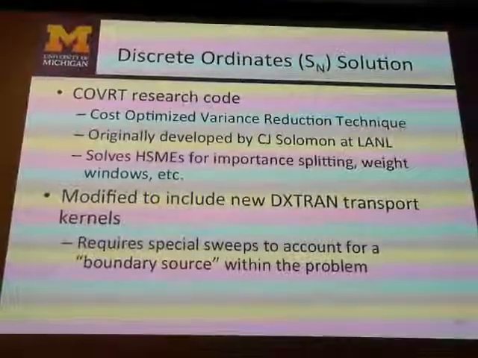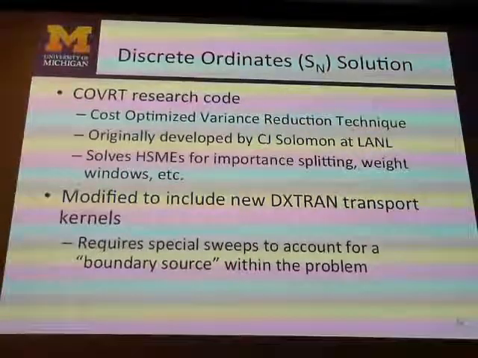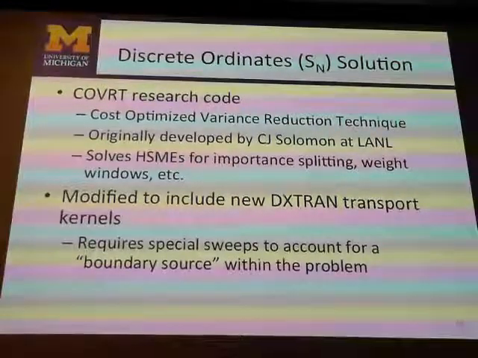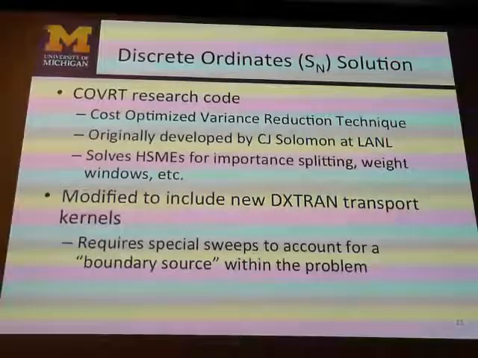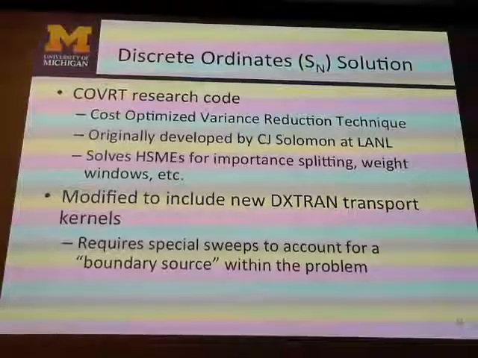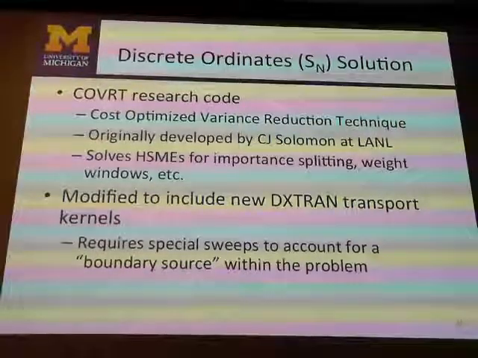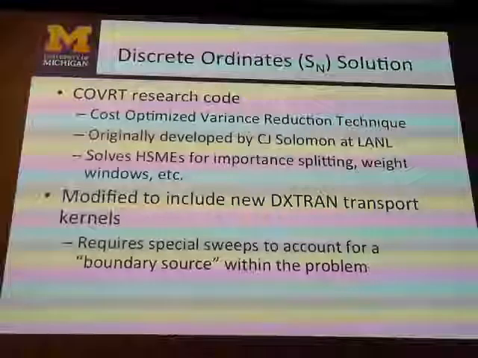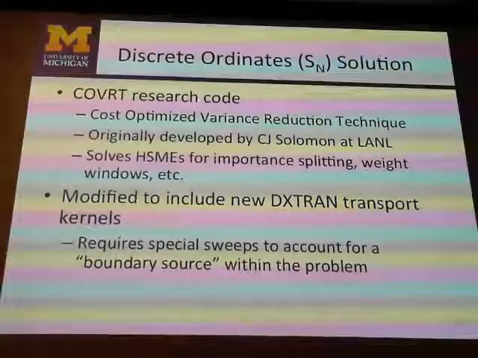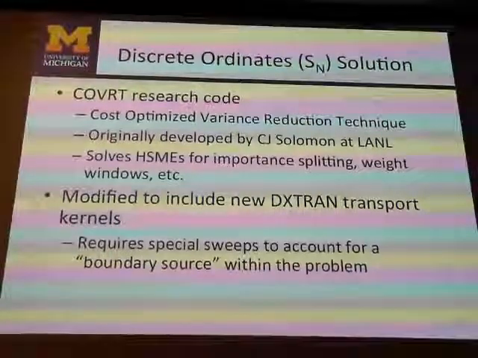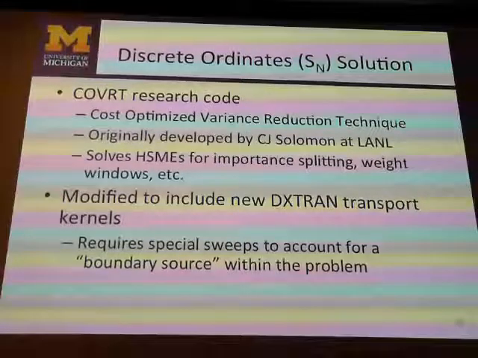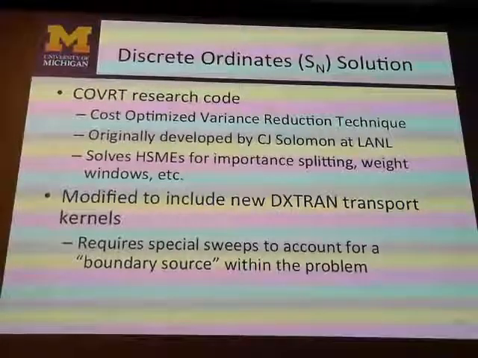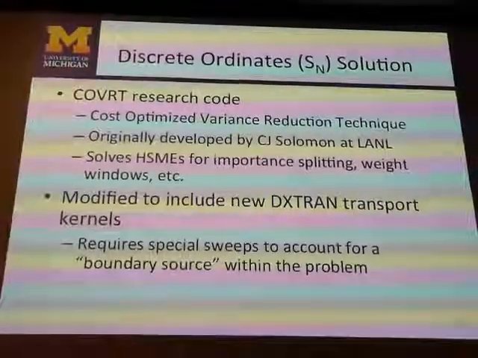All right. So what we did is we implemented this in a discrete ordinates research code called COVERT. It stands for Cost Optimized Variance Reduction. I think it was developed by my friend C.J. Solomon, who is working with us as part of his dissertation work when he and I were students at Gonzaga. It solves the history-free transport equations for importance, splitting, weight windows and a few other similar techniques. So what our research project is, we took CJ's code and we had to heavily modify it to incorporate this DXTRAN process. And the reason for DXTRAN is that we've got a geometrically large problem, and we want to pull particle contribution to a specific point in space. So that's why we're doing this problem.